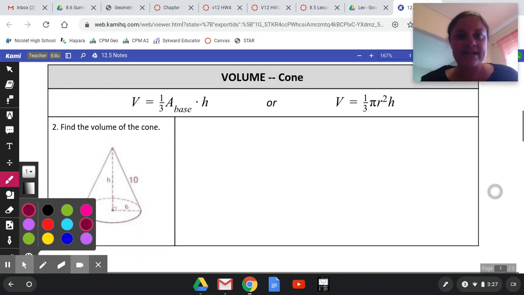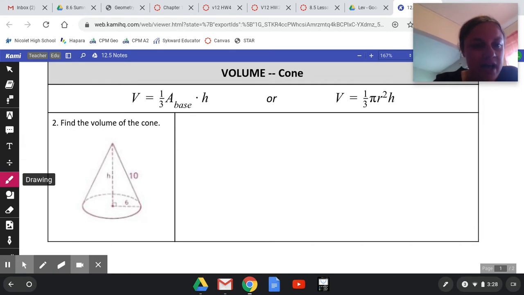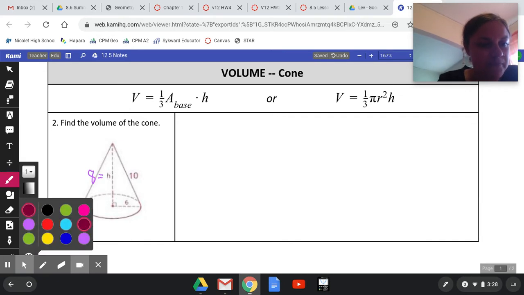All right, next, cone. Very similar formula. The only difference is that my base is a circle. So it's still 1/3 area of base times the height. Since my base is a circle, 1/3 pi r squared times the height. I will have you note in this diagram right here, my h is not given to me, but by now you should be able to recognize that this is a Pythagorean triple. Okay, 6, 8, 10. So I've got my radius is 6, so good.